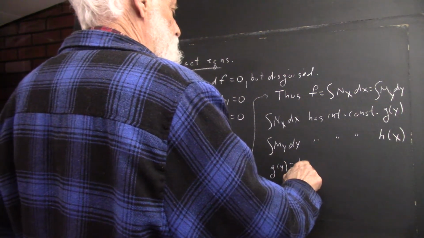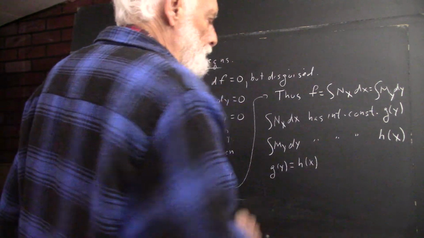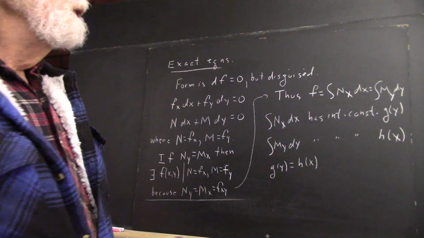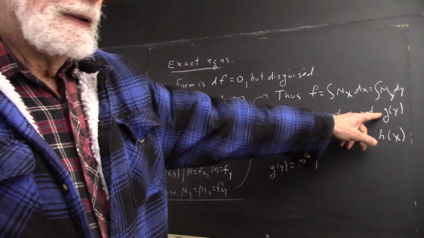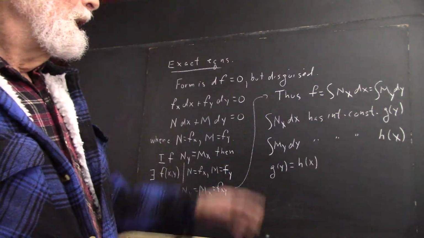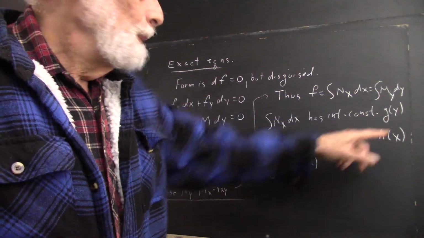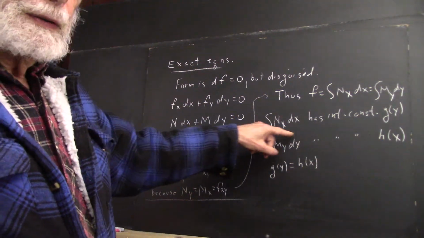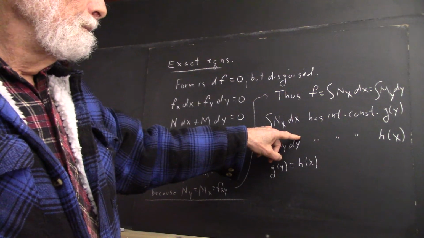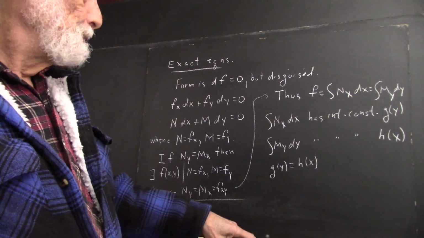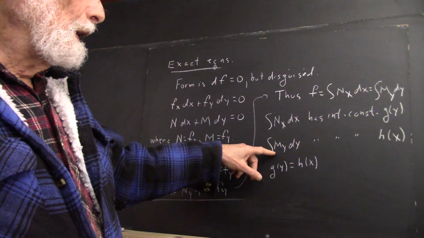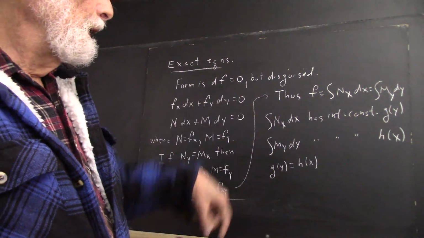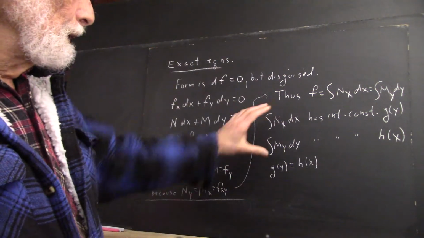g of y has to equal h of x. Well, those are your conditions. If you write out the general constant here, g of y, you need this because this integral might give you a function of y that doesn't appear when you do this integral. Similarly, this integral might give you some function of x that doesn't appear when you do this integral. I said that wrong, but you can figure it out.